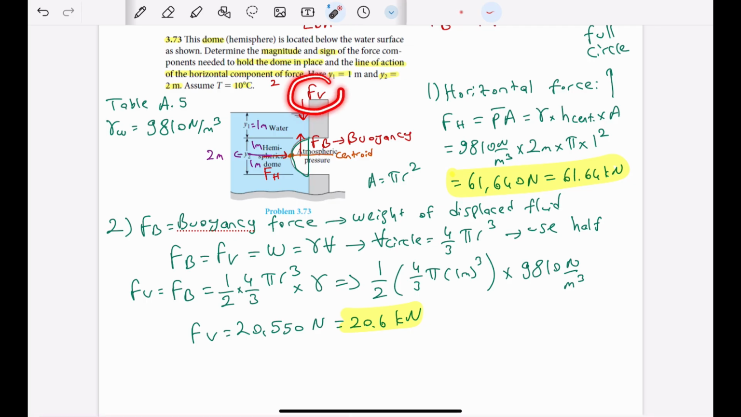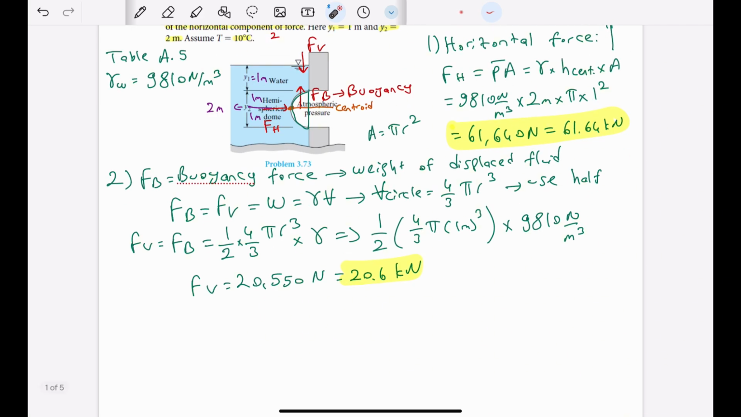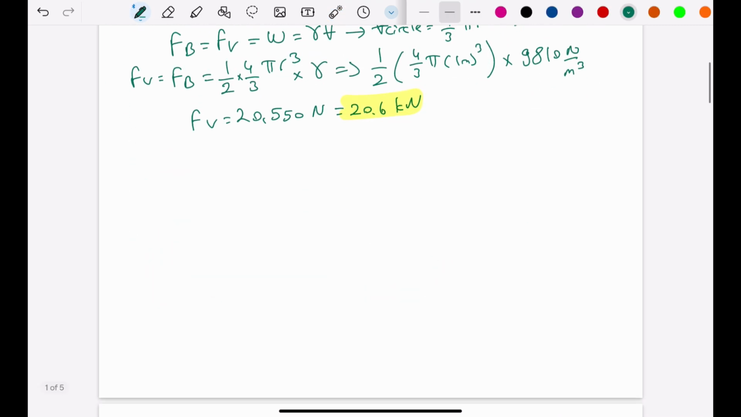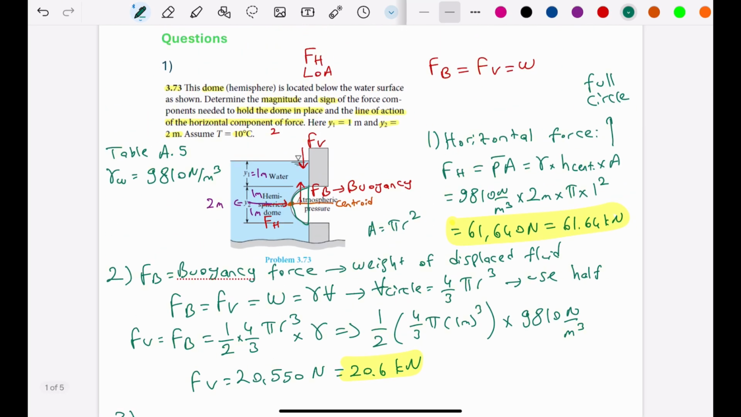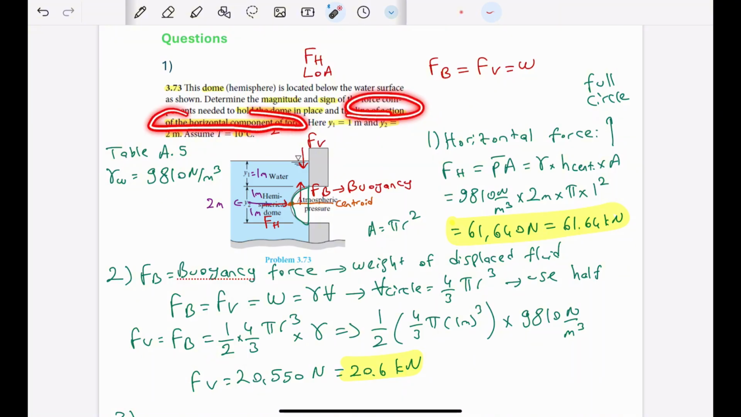So to get that, we need to find the weight of this shape. And since it is a half circle, the displaced weight will be half the circle's volume, so that we obtained the vertical force. Now in the third step, let's focus on the line of action of the horizontal component.